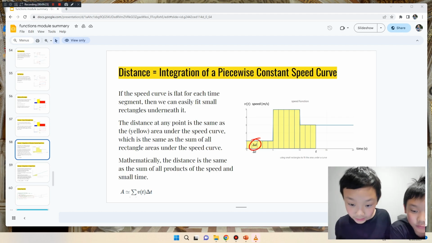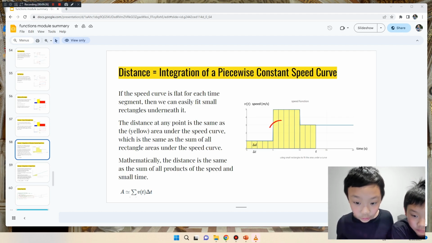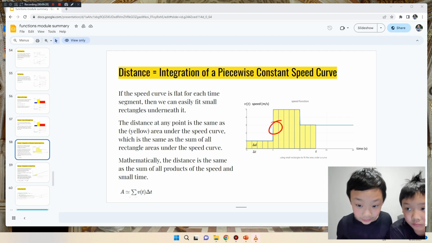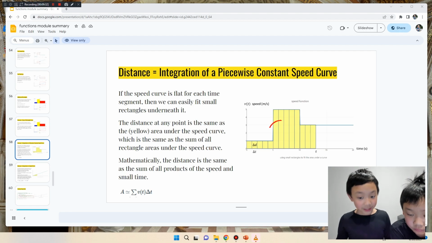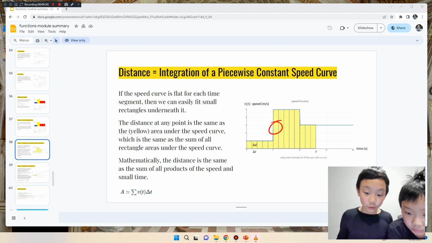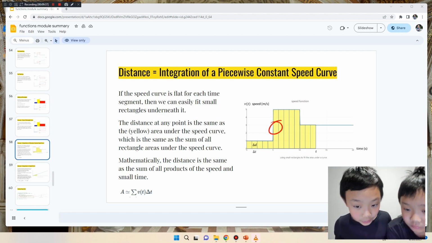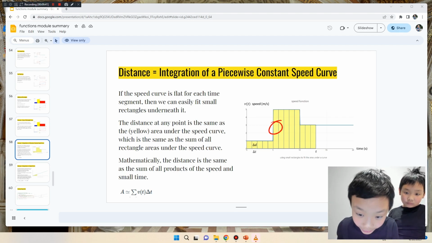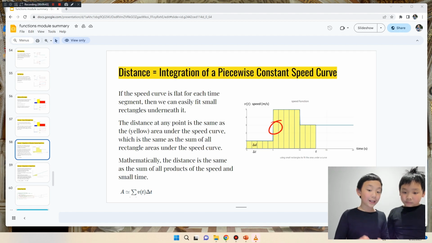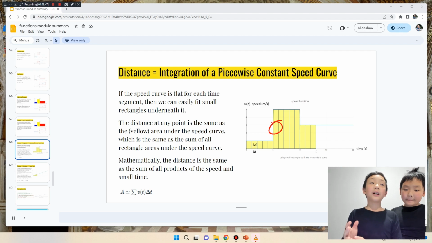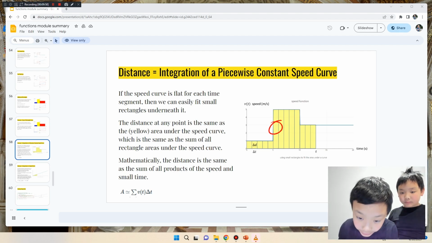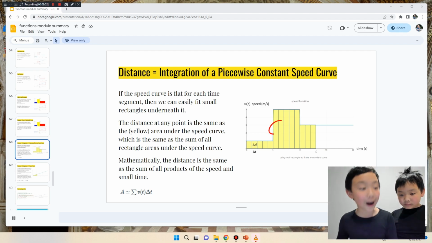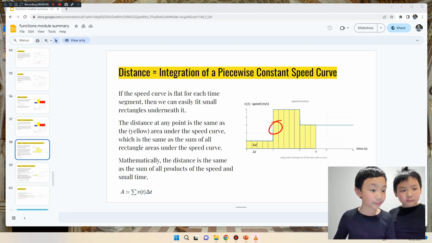We can see more clearly if we do this. Now the speed is 5 meters per second. And the change in time from 5 to 6 is 1. So you do 1 times 5, because that's the speed, which gives you 5. That's the area of this rectangle right here. And the area of the rectangle is equal to the distance. So the distance for time 5 is 5.